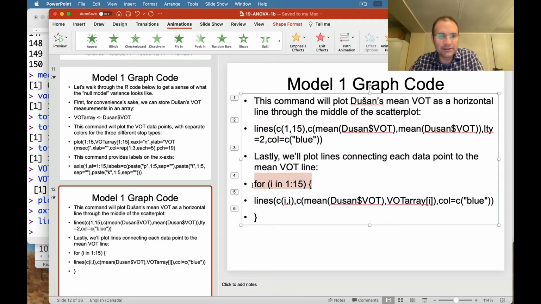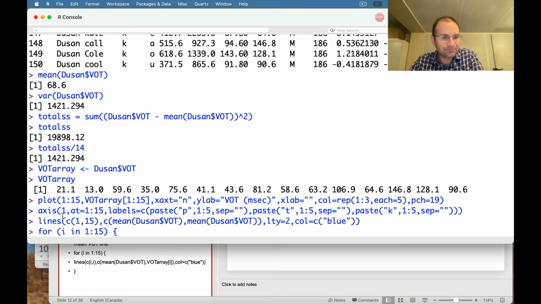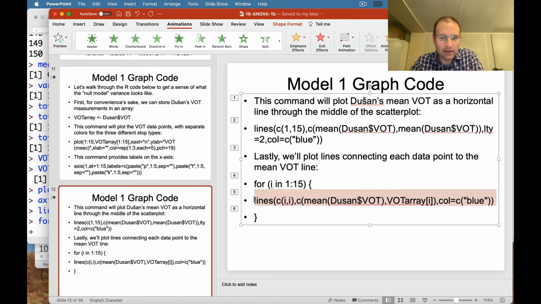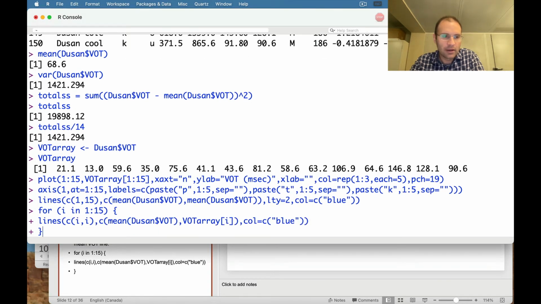So the last thing I'm going to do is plot lines connecting each data point to that mean VOT line. And I can do it like this. I'm just going to run a for loop. So I'm going to do this 15 times. And it's going to say start at x value i. So first x value will be 1. And then the y value will be the mean, that blue line we just plotted. And then it's going to end the line still at the same x value, but then it's going to plot that line out to the individual data point that is in the VOT array. So this will draw vertical lines between these two y values. It's going to color them blue as well.